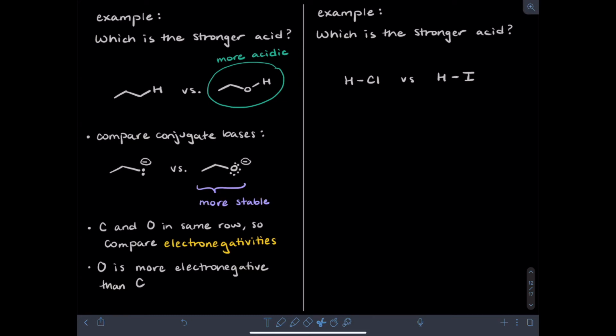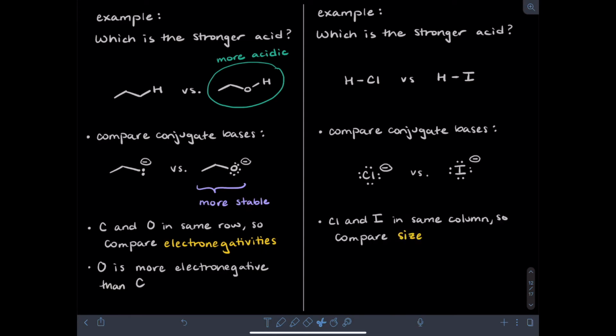Let's consider a second example of HCl compared to HI. Here as well, and you're going to see this trend a lot, we're going to compare the conjugate bases. The conjugate base of HCl is chloride, and the conjugate base of HI is iodide. Chlorine and iodine are in the same column of the periodic table, so we need to compare their size rather than electronegativity.